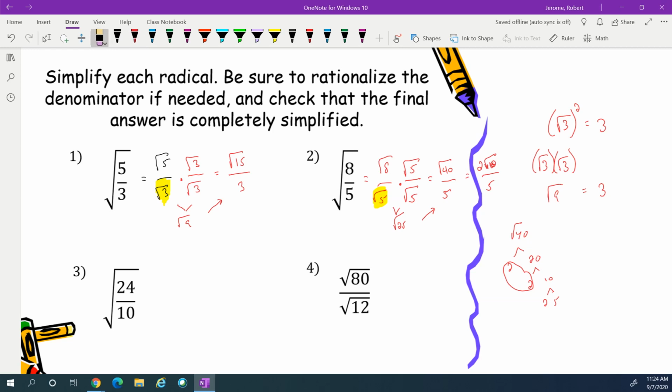That's a 10. Let me fix that. That's a square root 10. And that is our answer. 2 over 5 does not reduce. And the 10 is on the inside, the 5 is on the outside. Can't reduce those.